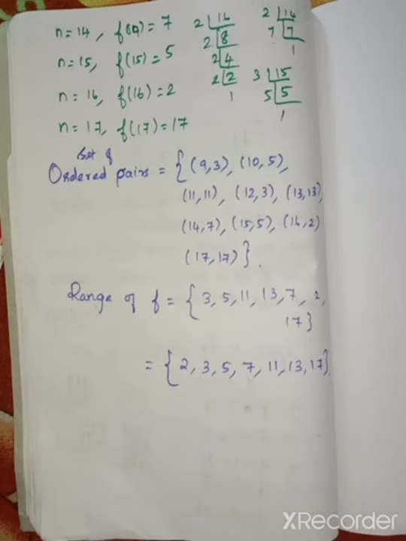Then, we want to write the set of ordered pairs and range. For that we want to know f of n. So here the condition is: highest prime factor of n belongs to A. For each given number we have to find the prime factors, and we need to know the highest prime factor. So first of all we want to know the prime numbers. That means 1 and by itself.